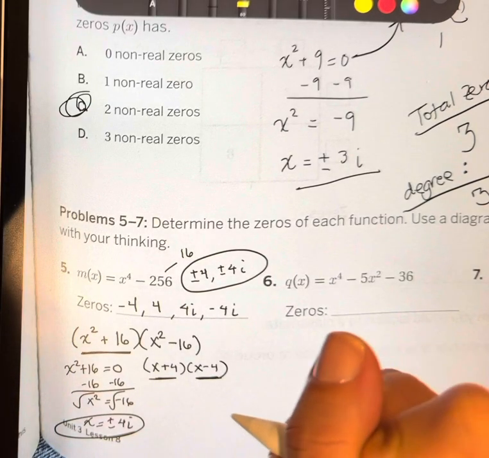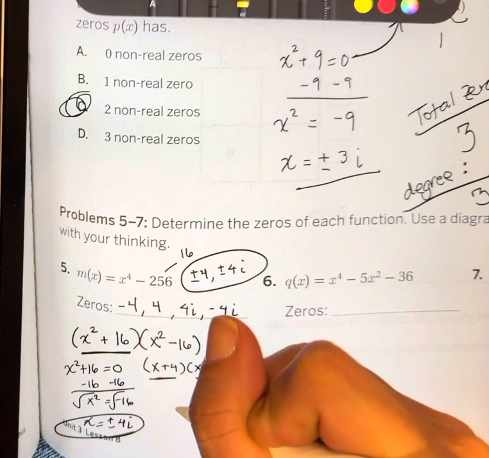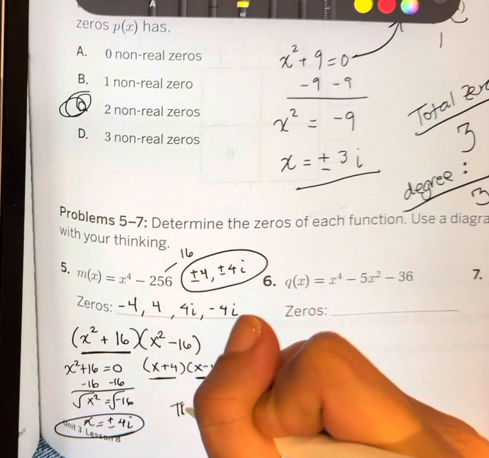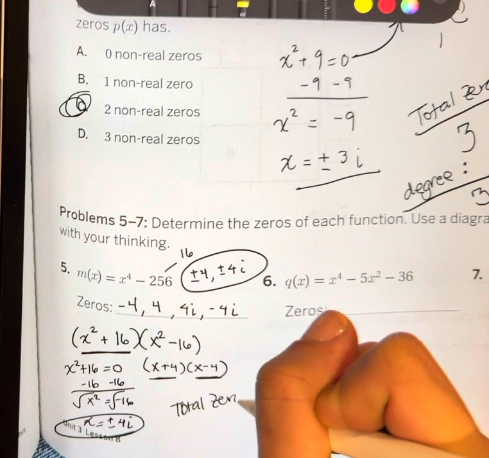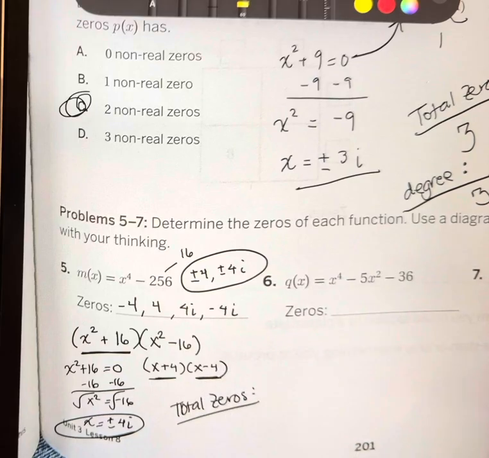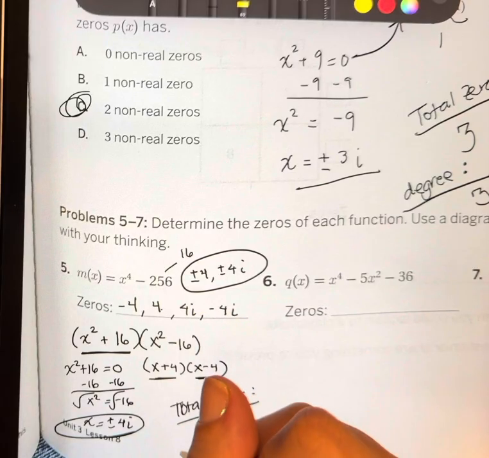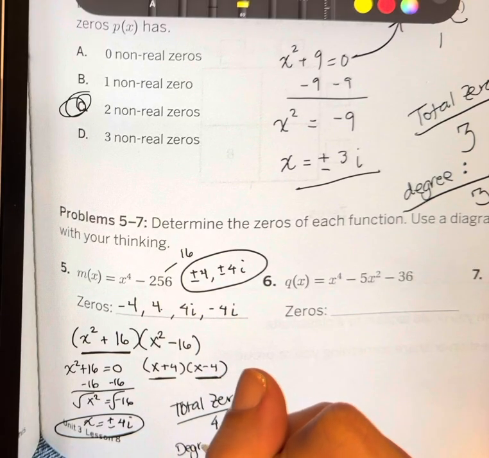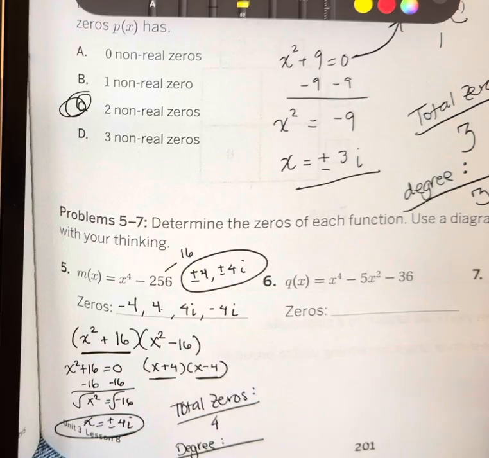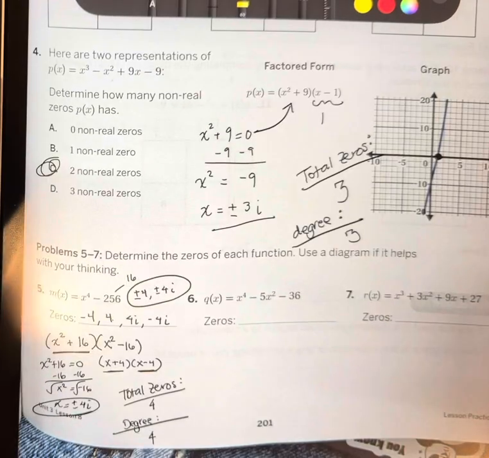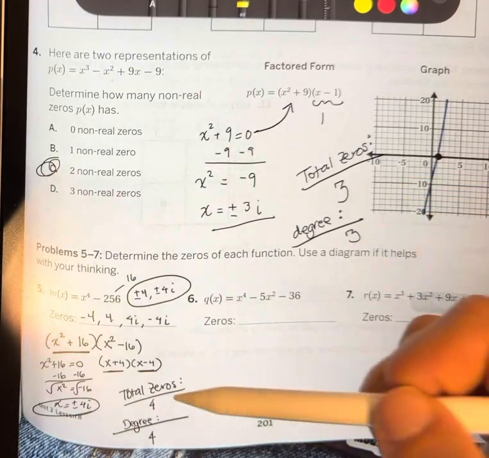And now another random question. How many total zeros? 4. 1, 2, 3, 4. And again, totally random, no reason that I'm asking this. What's the degree of this polynomial? Oh, interesting. 3, 3, 4, 4.